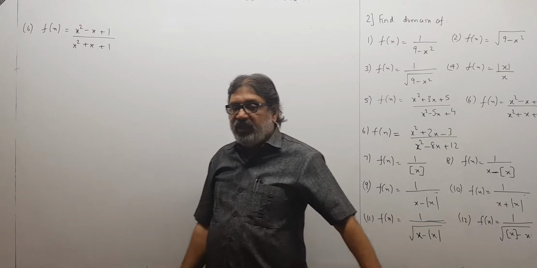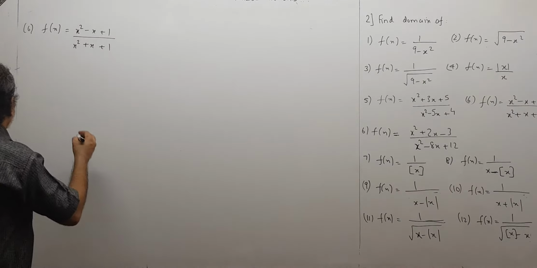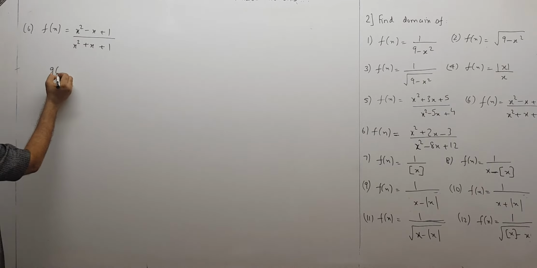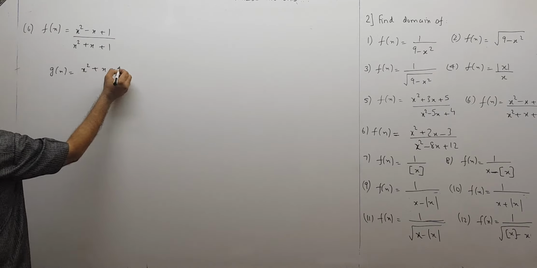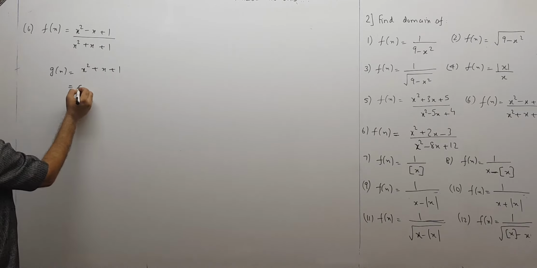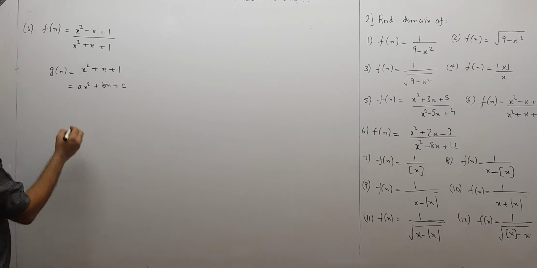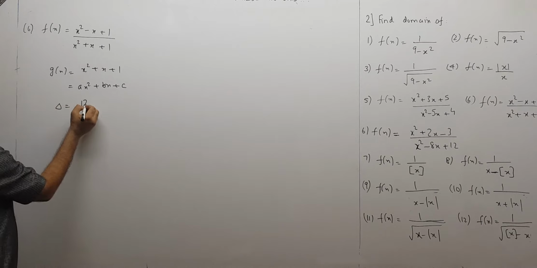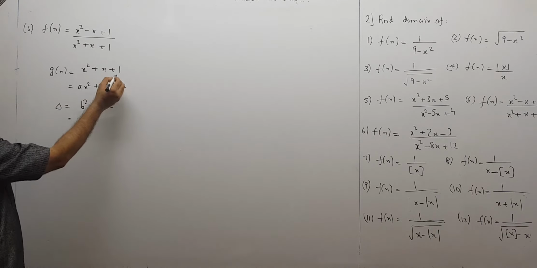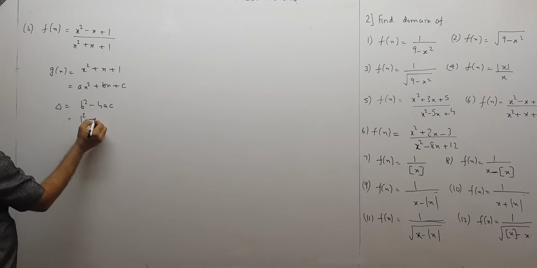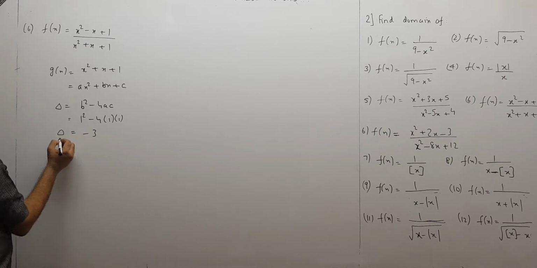To draw a parabolic graph of a quadratic function, you already know how to draw the graph. You have been taught about it. So supposing this is g(x), this expression, x square plus x plus 1. This is like ax square plus bx plus c. What is delta? The discriminant, b square minus 4ac. So b is 1, c is 1, a is also 1. So 1 square minus 4, so this is minus 3.